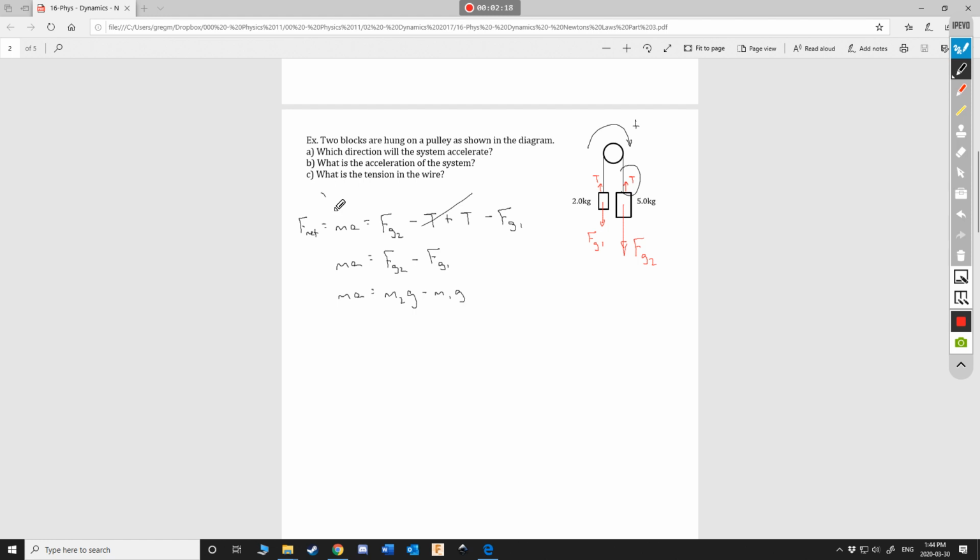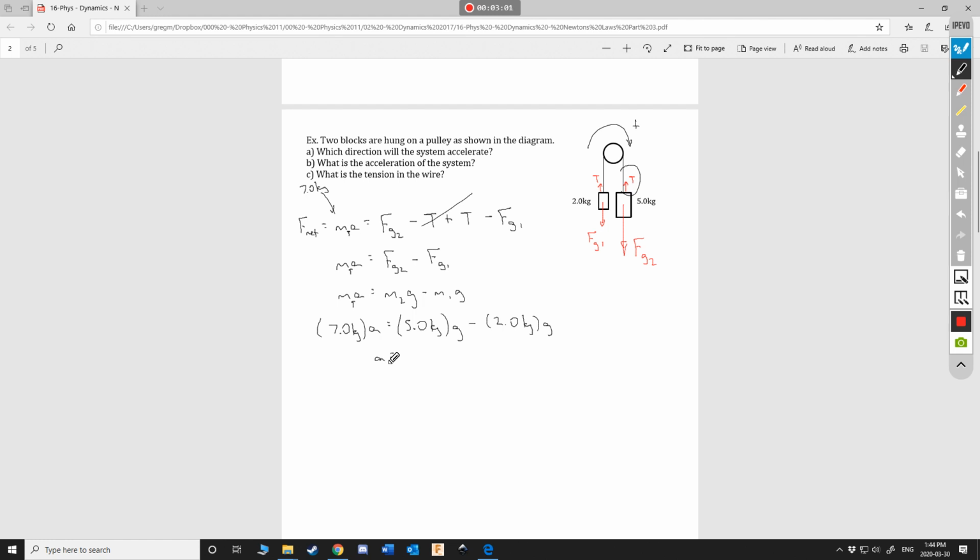Now you're saying, what is this M over here? That is the whole system. This is like my total mass. Basically, Fg2 is making the whole system accelerate. Fg1 is opposing that acceleration. What is actually accelerating? The whole 7.0 kilograms. All those 7.0 kilograms are being accelerated by some quantity. So I have 7.0 kilograms times A, and that's equal to 5.0 kilograms times G minus 2.0 kilograms times G.